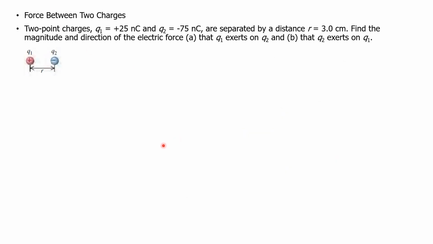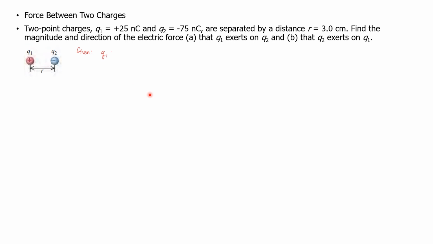This time, we are going to calculate a sample problem, and this is about force between two charges. Our problem is: two point charges, Q1 is equal to positive 25 nanocoulomb and Q2 is equal to negative 75 nanocoulomb, are separated by a distance r equal to 3 centimeter. Find the magnitude and direction of the electric force, A, the force that Q1 exerts on Q2, and B, the force that Q2 exerts on Q1. So here is the illustration of the problem.